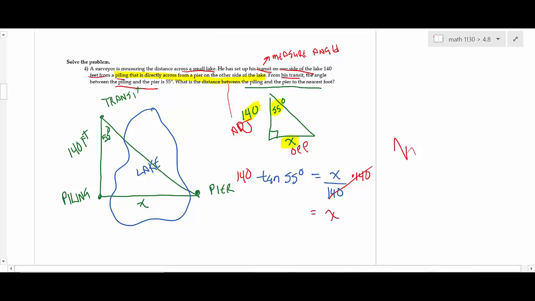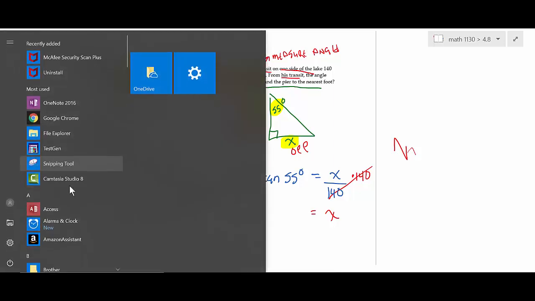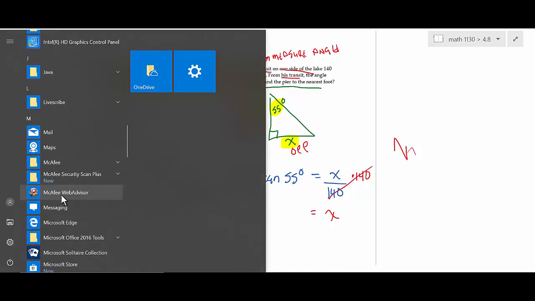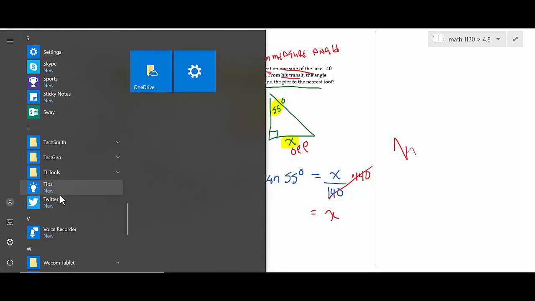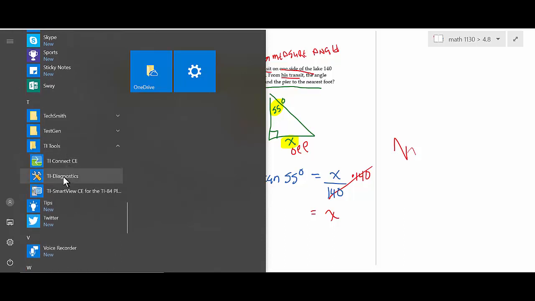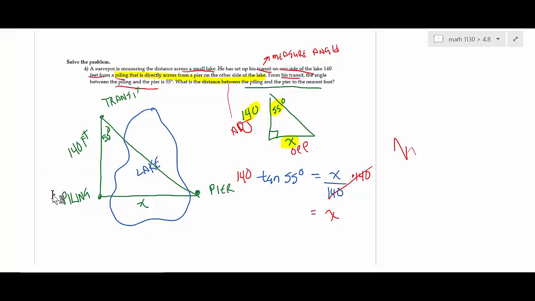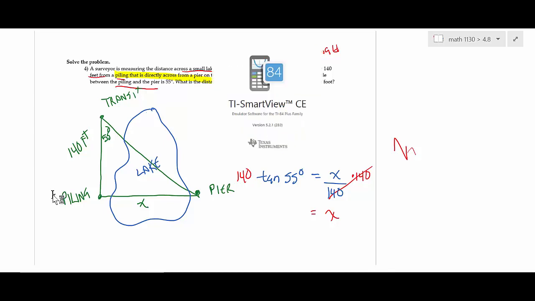So what we need to do on this is be in degree mode on our calculator. Now my calculator's disappeared. Okay, so you just want to make sure that you're in degree mode when you do that. Then you just do 140 times the tangent of 55, and that should give the distance across the lake.